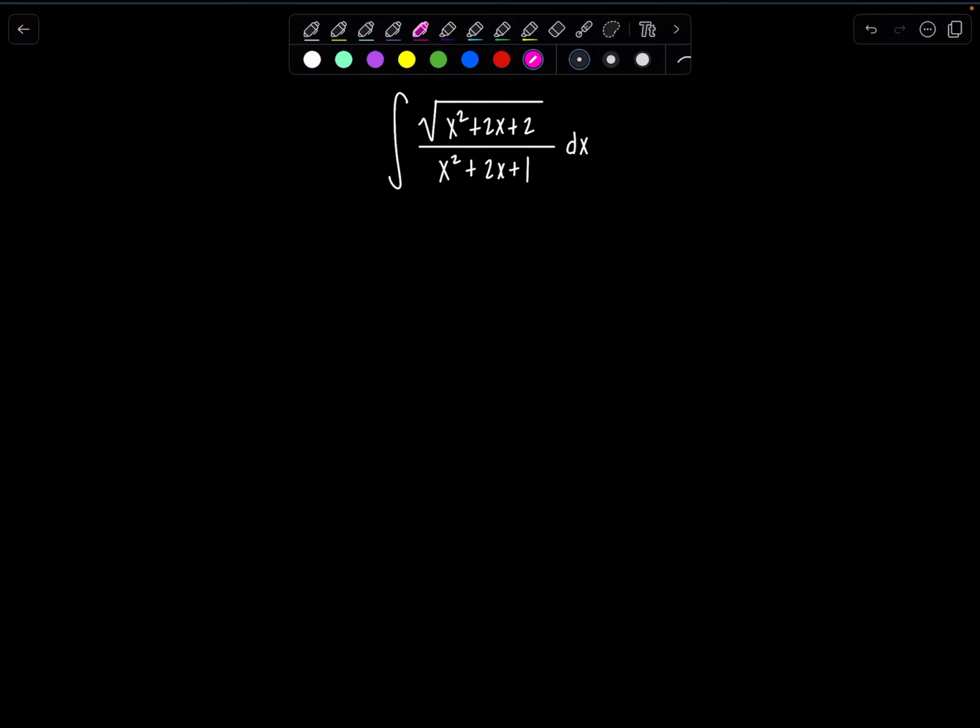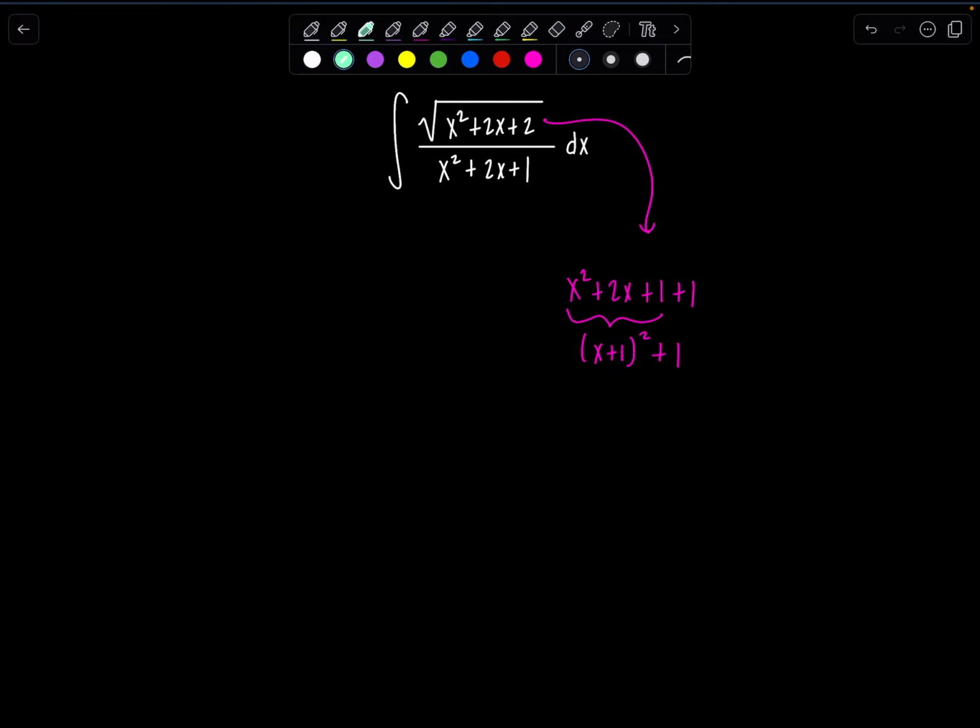So underneath the radical, if you'll notice, we've got x squared plus 2x plus 2. I can rewrite it as x squared plus 2x plus 1, so that I have x squared plus 2x plus 1 grouped together. That's a perfect square trinomial. And then I have another plus 1 hanging out, which is perfect.